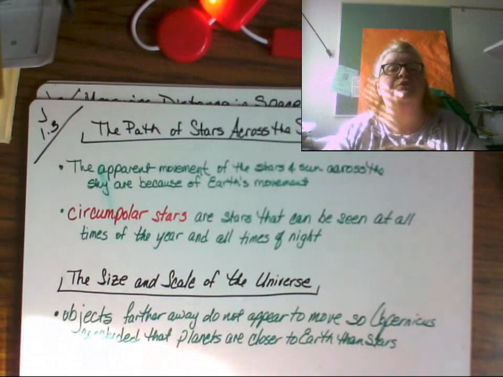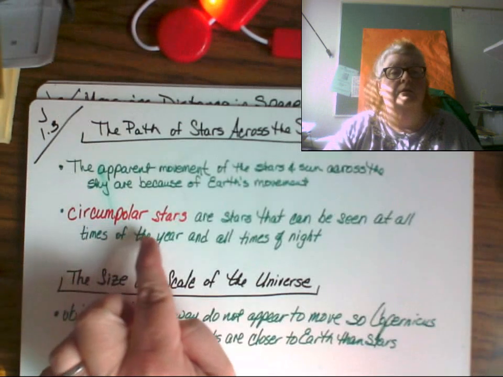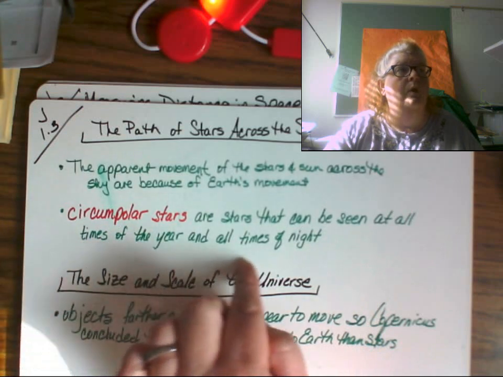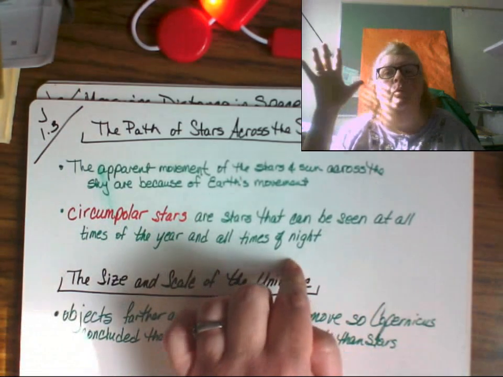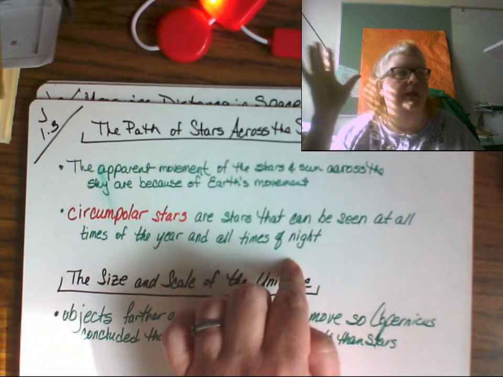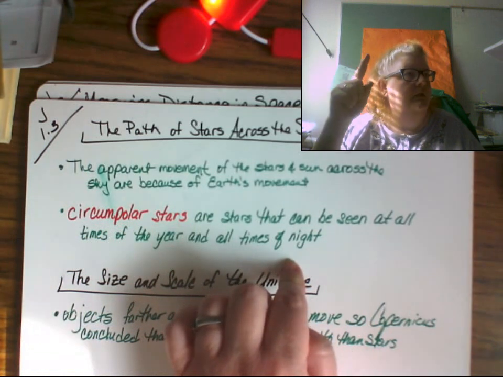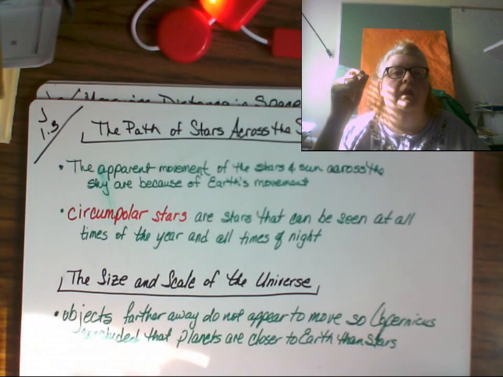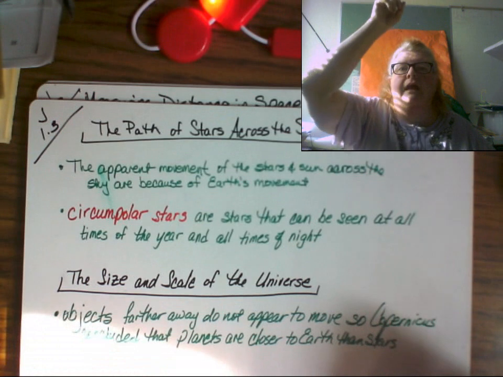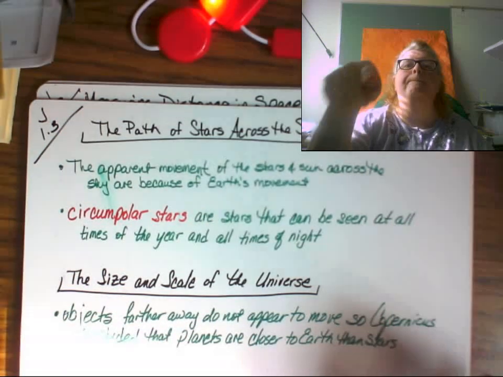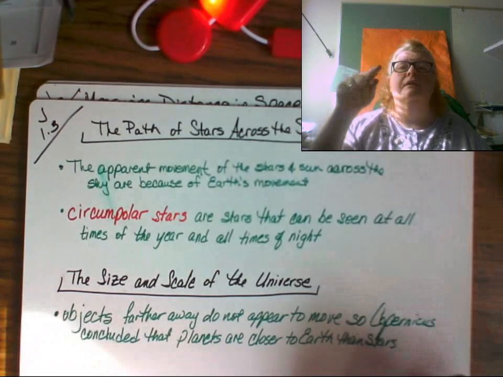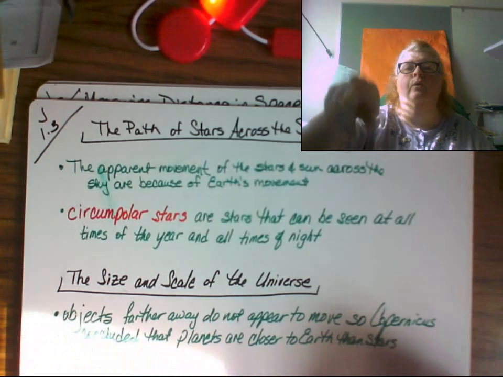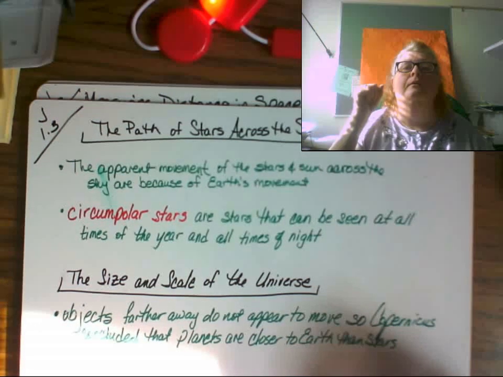Now, there's something called circumpolar stars. Circumpolar stars. These are the stars that you can see no matter what time of year, all night long. They're like circling around the North Pole. Okay? For instance, you've got the North Star, right there, and you've got these certain zodiac or other constellations that go around and around that one little star.